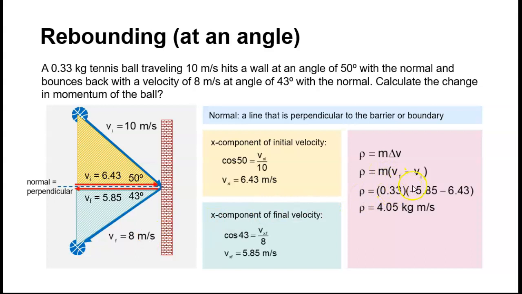And so I have my mass. The final velocity is 5.85, but notice it's going in the negative x direction, so I put the negative in, minus the incoming velocity, which was positive, and I would end up with a negative answer, negative 4.05. And what does that negative tell me? That at the end of the story, my ball is going in the negative x direction. But when the question says calculate the change in momentum, 4.05 is also a meaningful answer.